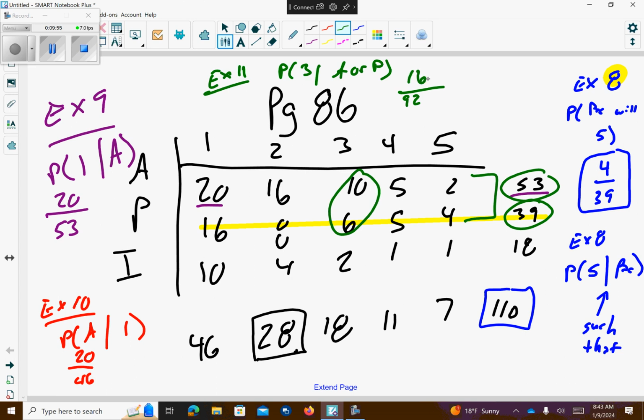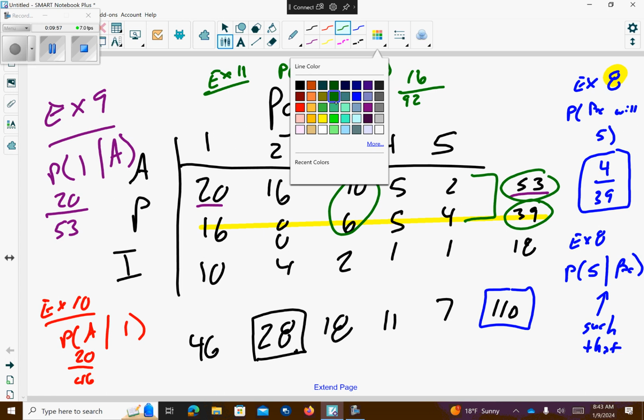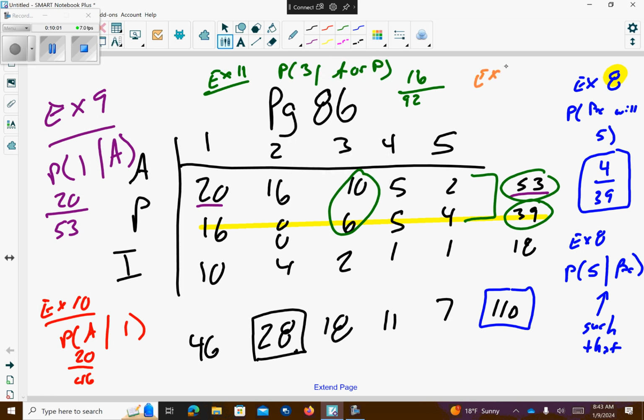Okay? And then example 12, got to switch some colors. Example 12. Probability that it's Indian Ocean such that it's a 4 or 5. Okay. So a 4 or 5 in the Indian Ocean. So how many are in the Indian Ocean itself? 18. And then a 4 or 5, add those together, so you get 2 out of 18. And again, I'm not reducing these.